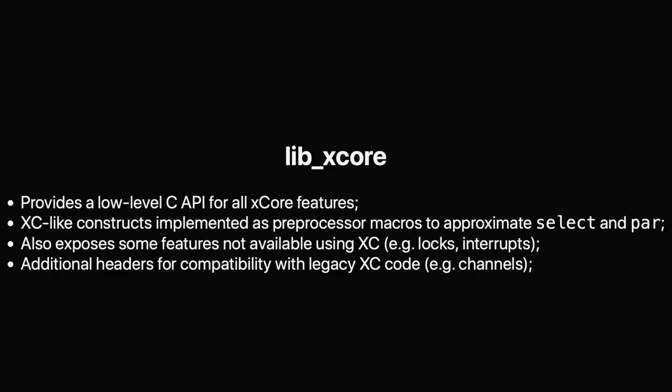libxcore is a new C API for xcore hardware features which wouldn't otherwise be accessible using C. It provides low-level APIs for all xcore features which previously required the use of XC, as well as some which weren't previously available without using assembly, such as locks and interrupts. libxcore also provides preprocessor macro replacements for some XC concepts, such as select and par blocks, as well as compatibility headers for interacting with legacy XC applications, for example over channels.